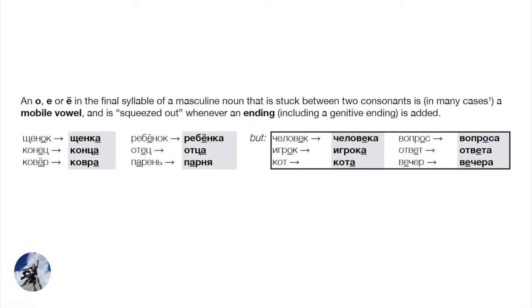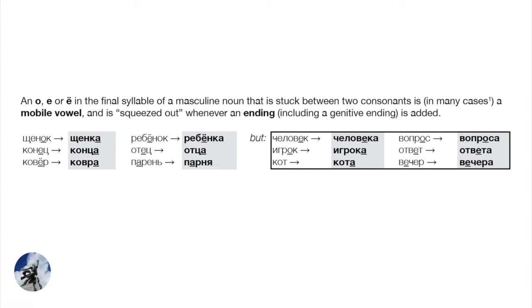Look at человек. Okay, it sure looks like a mobile vowel, but it's not. It just simply isn't. So the genitive form of that is going to be человека, right? That ye is not mobile. It's not squeezed out. It stays there. Игрок, same thing here. Игрока, игрока.